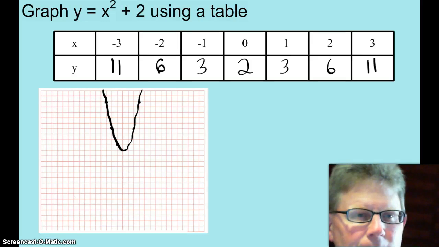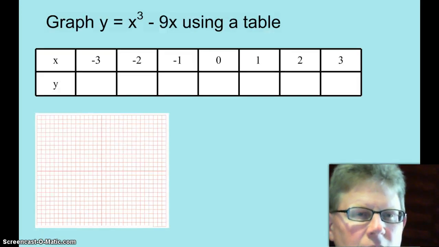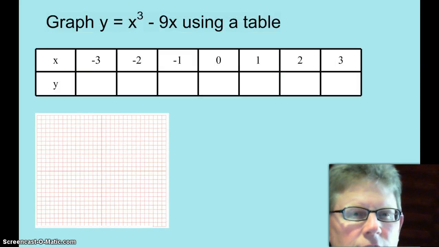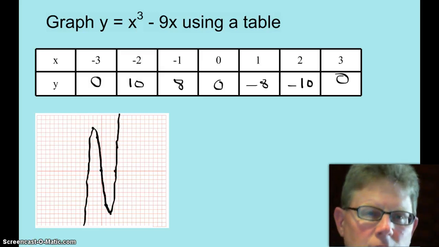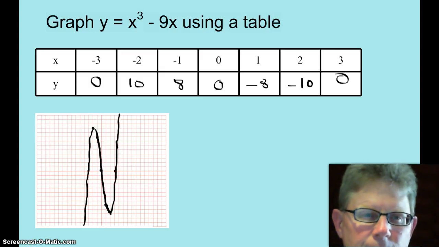Alright, let's move along. Okay, we're going to do the same thing this time with a cubic function. Go ahead and pause it while you work on the points, plotting them, and then plotting the graph. Good luck plotting the graph. I know I'm going to need it. Alright, there you go. That's a nice cubic function there. There are your points, and there is your cubic function.